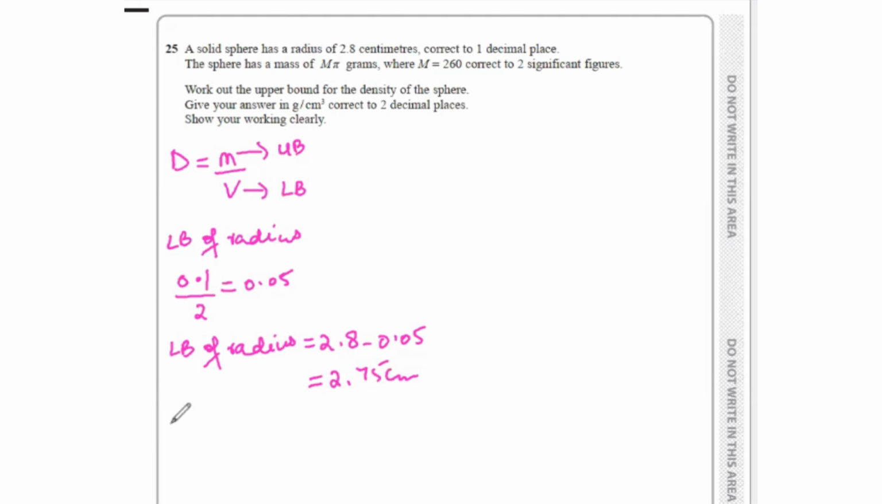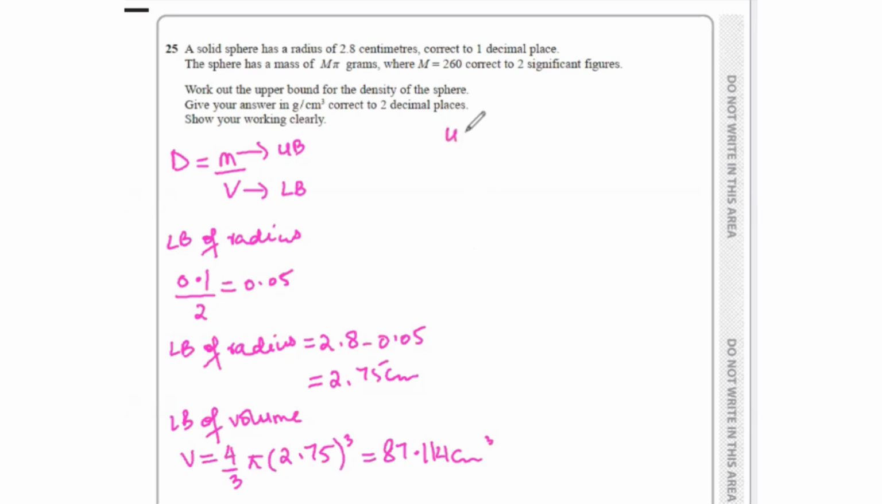Now we find the lower bound of volume using this radius. So volume would be 4 over 3 pi r cubed. R would be 2.75. So the volume comes out to be 87.114 centimeters cubed. Now mass was m pi, where m is 260 correct to two significant figures. So in 260, the second significant figure is 6, and the place value of 6 is 10.